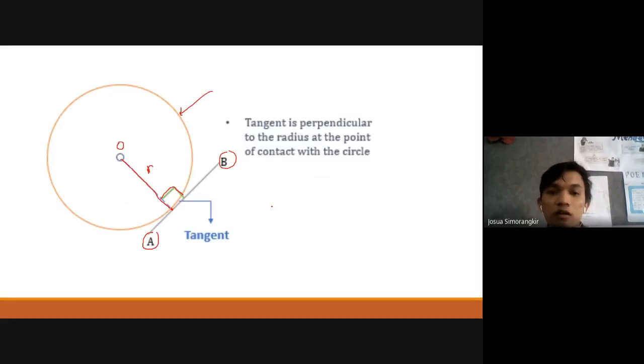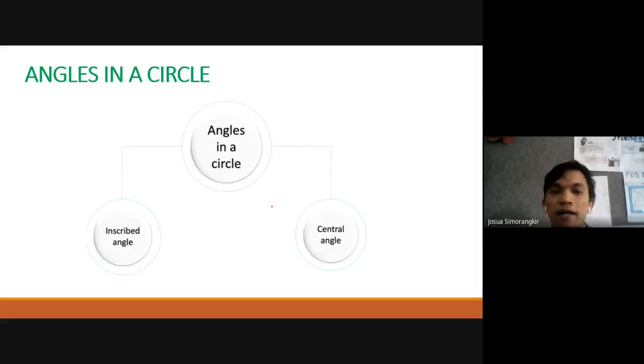Okay, so that's about the properties of lines in the circle. Next, I'm going to explain another property, which is angles in a circle. If we talk about angles in a circle, they can only be divided into two main parts. The first is called the inscribed angle, inscribed, not described. And the second angle is called the central angle.